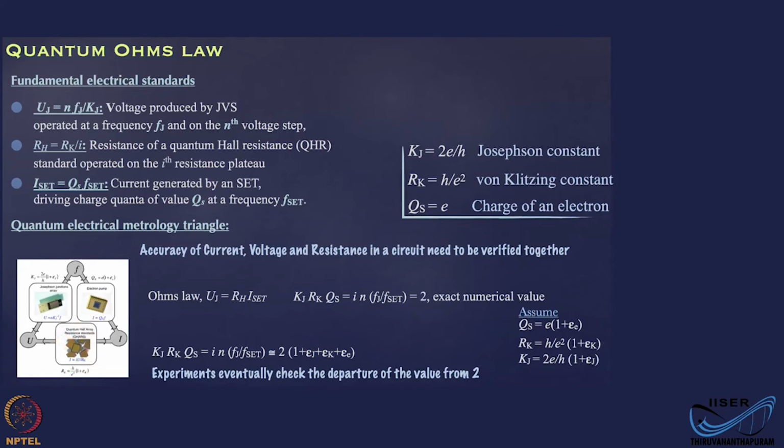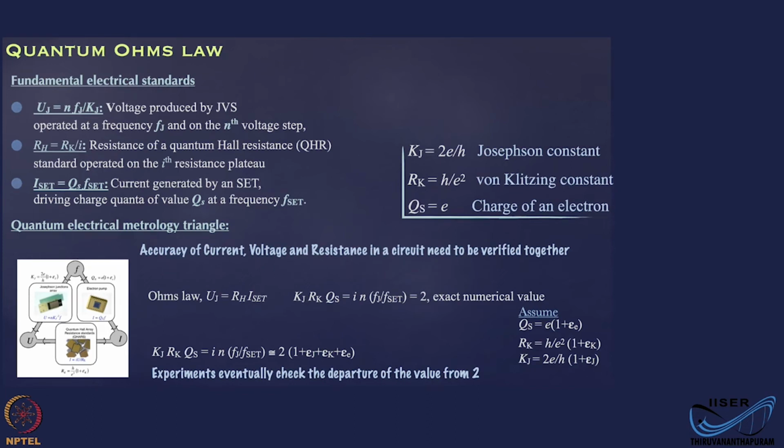Okay. So combining these three phenomena in one experiment and verifying the accuracy of the product of these three constants, the KJ, RK, and QS, to 2 is the ultimate test for these standards. And that experiment is called the quantum electrical metrology triangle experiment.